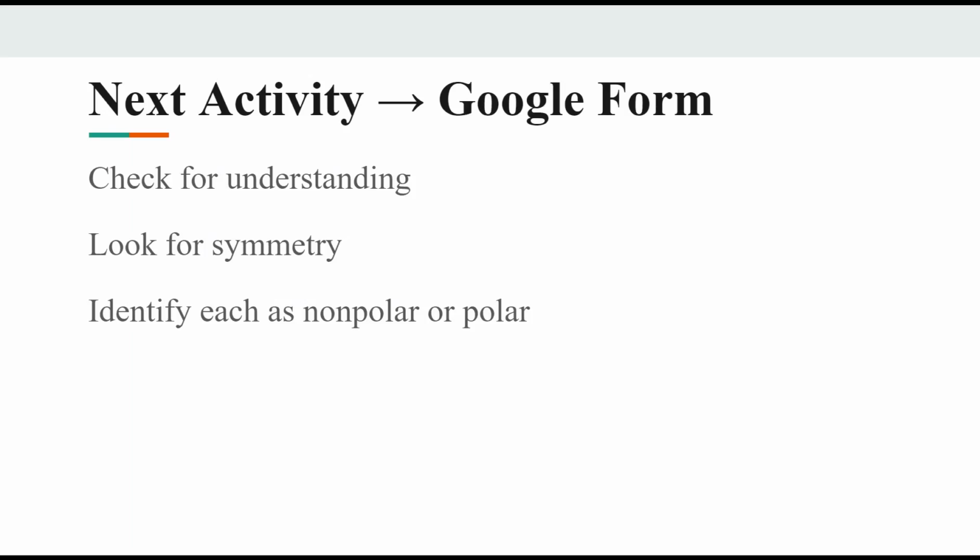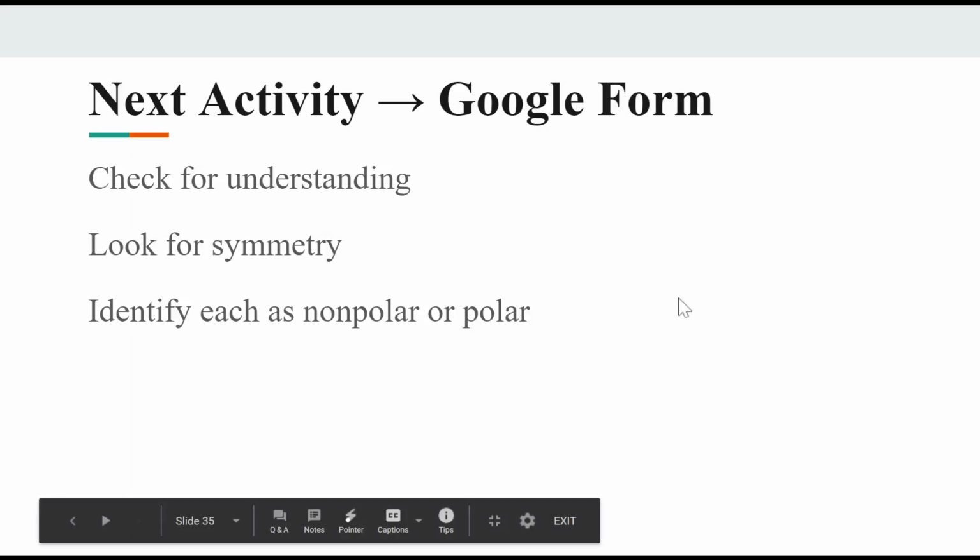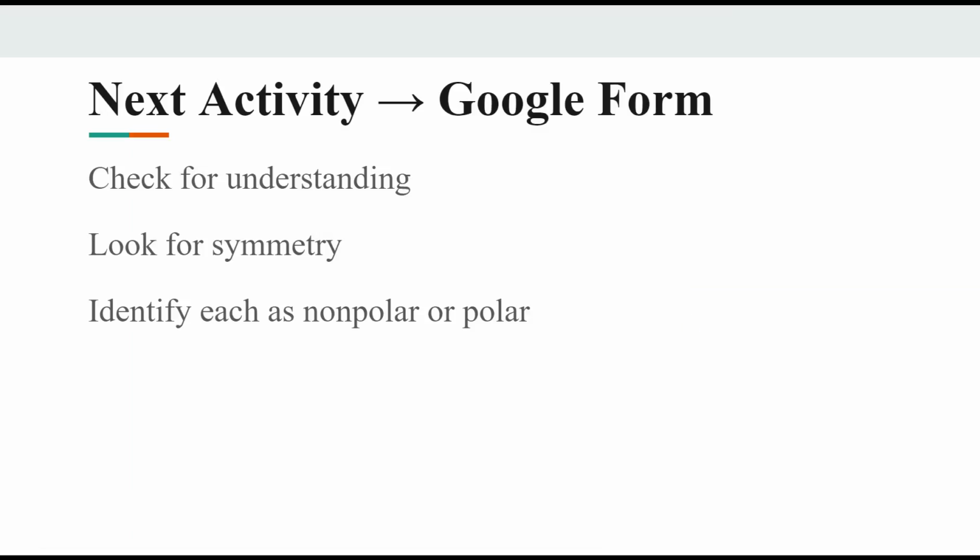So, the next activity is a short Google form where you're going to be checking for understanding of being able to identify if molecules are polar or nonpolar based on symmetry. That's where you'll go next for the second piece of this. This is important because we're going to then focus on talking about how water, H2O, is a polar molecule, and that is really important in all of the behaviors and properties of water that make it such a miraculous molecule.